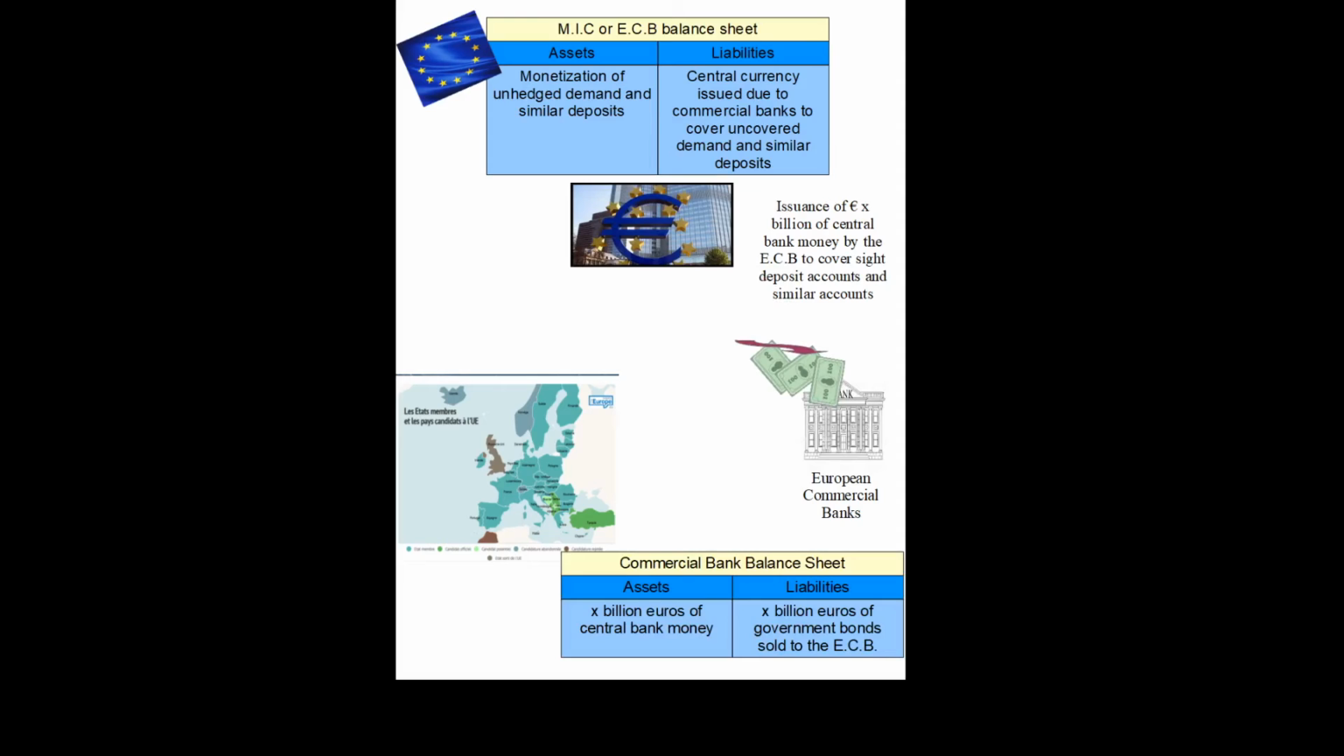On their assets side, the X billion euros of central bank money exchanged by the MIC or the ECB. On the liabilities side, the X billion of government bonds ceded to the MIC or the ECB. These X billion euros of government bonds will then be given to euro area member states to neutralize a large part of their national public debt. How to set up 100% money in the national framework?